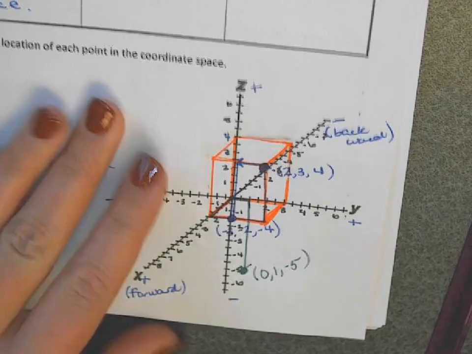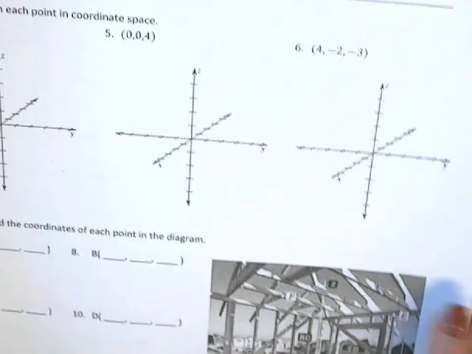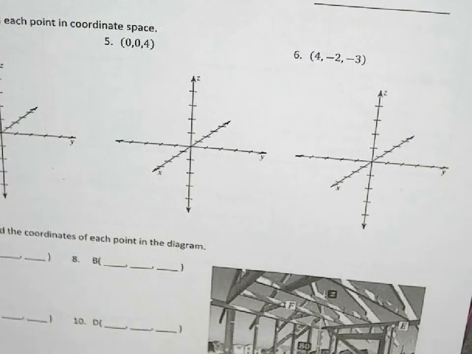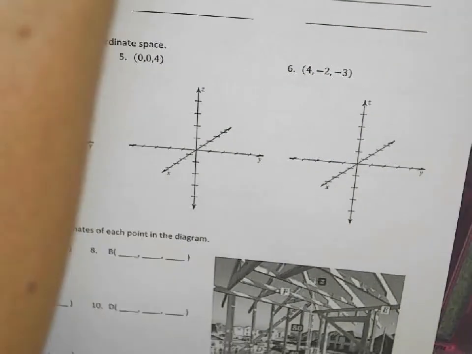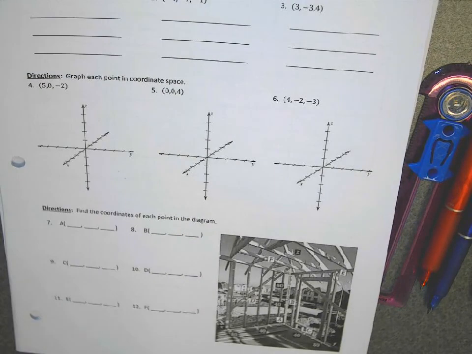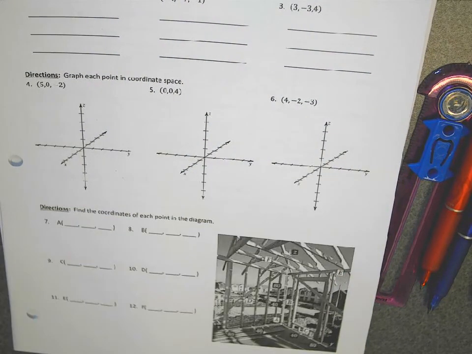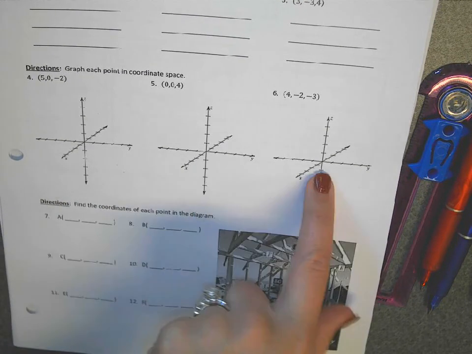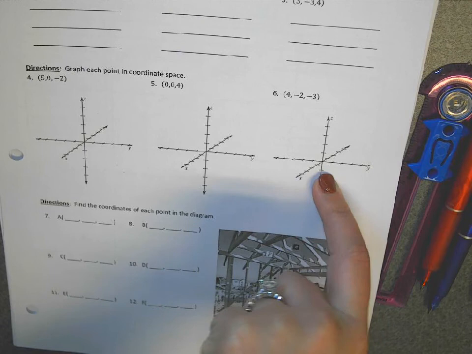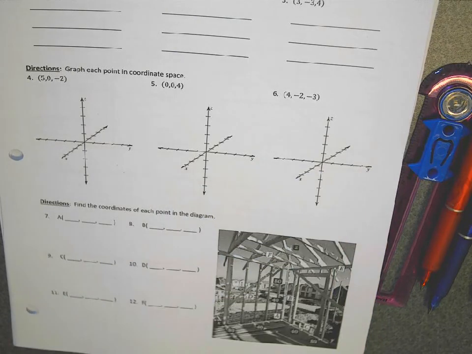All right, so let's take a look at the assignment then. On the assignment, you have 3 points that you have to describe where they're going. Okay, so forward, back, left, right, up, or down. You have 3 points that you have to actually plot. Okay, so this should have 1 point, this should have 1 point, this should have 1 point. Drawing a box will help you plot those points.